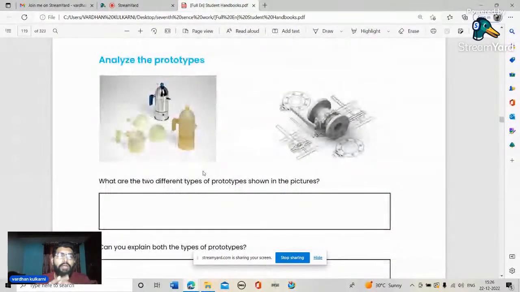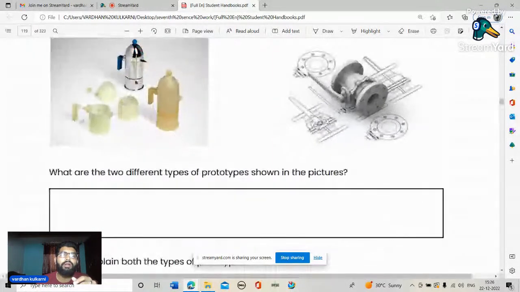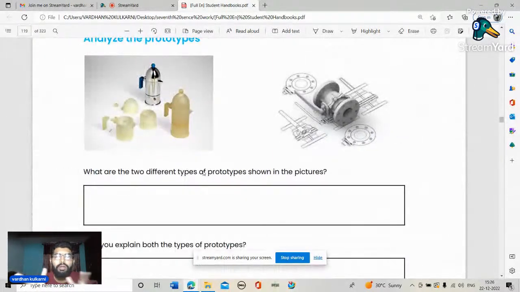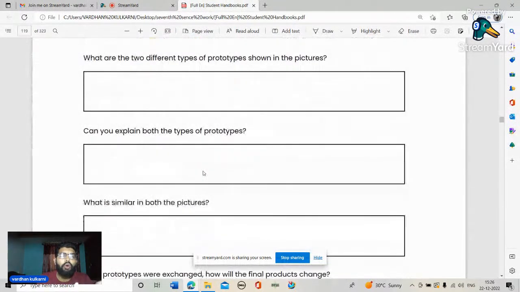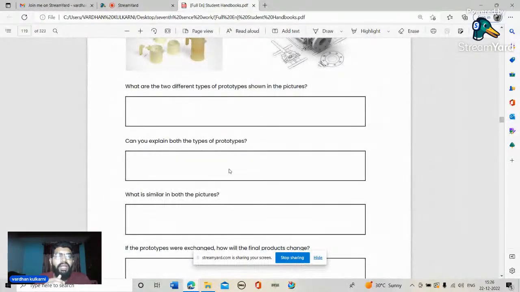So analyzing prototypes, by seeing these two pictures, you could see different types of prototypes. Here it is a model prototype, and here a paper prototype, paper prototyping, right? What are the two different types of prototypes shown in this picture? Again, as I told you, can you explain both types of prototypes? Both prototypes represent where your idea, your ideation, stands.